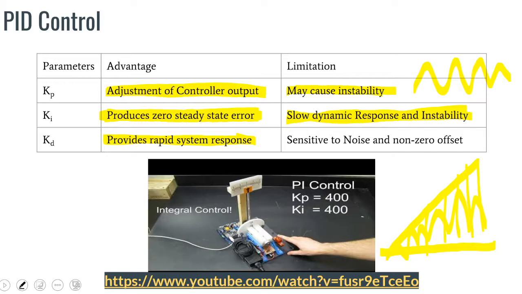The derivative component is the one that is going to fix that, and that may also have certain issues like noise and non-zero offset errors, which we can look at later as well.